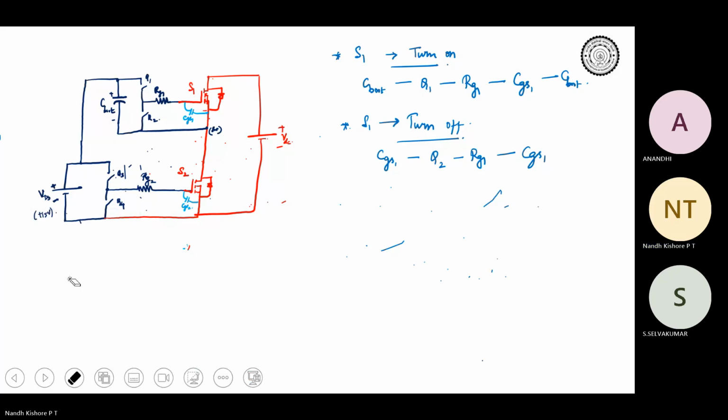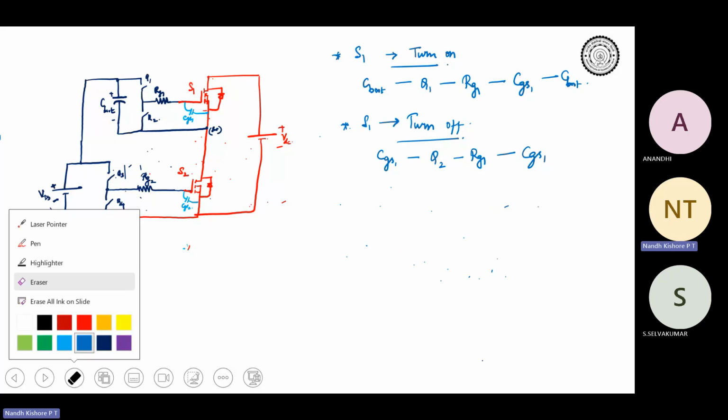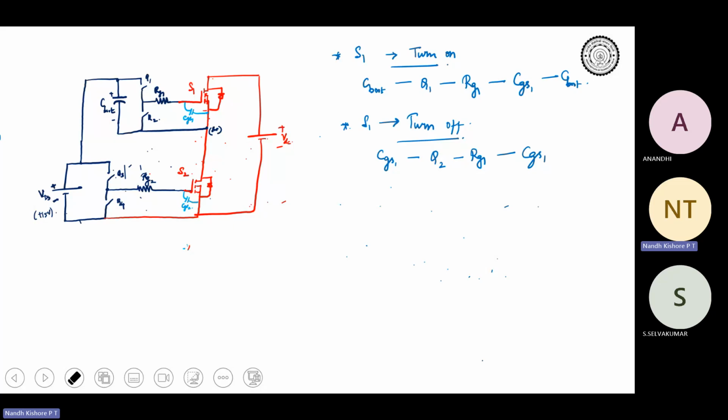Yes, sir. Okay. So now the point is, how do I charge up C boot? C boot is not a voltage source as such, right? It needs to get some voltage. I mean, it has to charge up. So how do we charge up C boot?